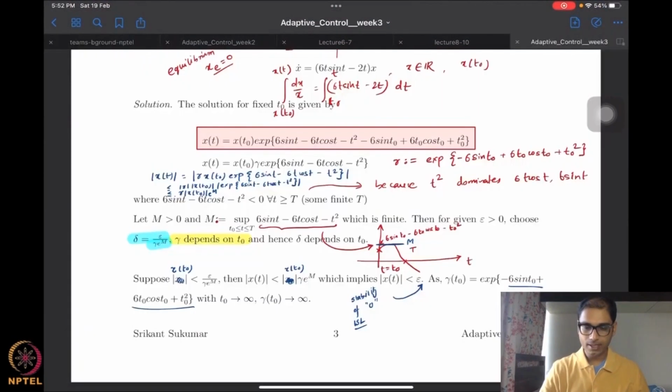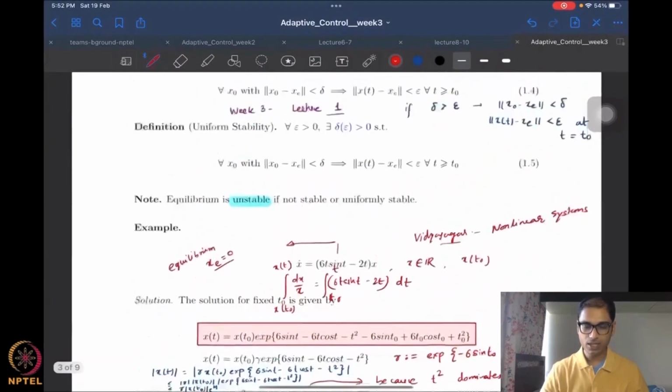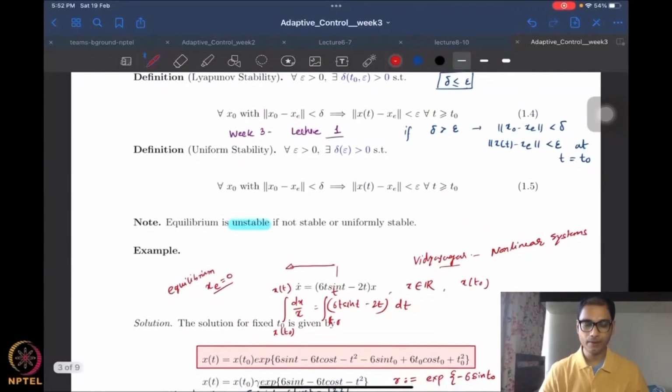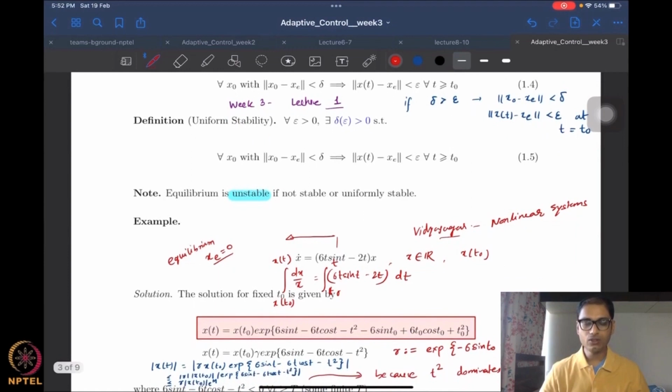So, last time, we had started looking at the notion of uniform stability, right? So, this was the week 3, lecture 1. And we saw what is the difference between uniform stability and the notion of stability. All right. So essentially, uniformity is here with respect to the initial time.